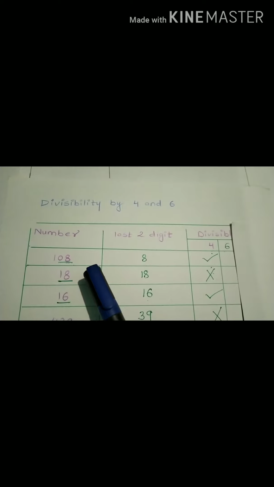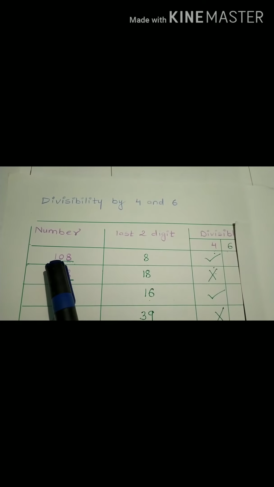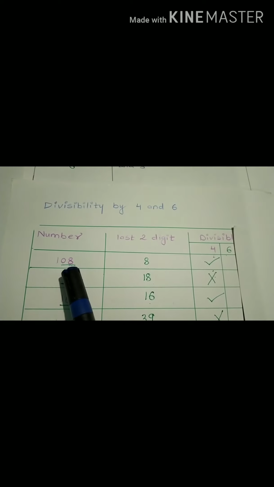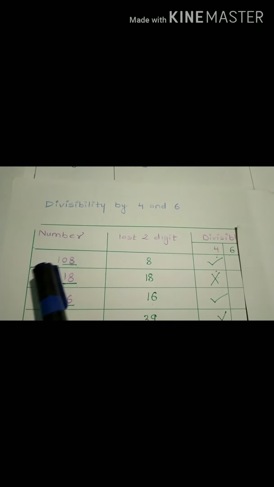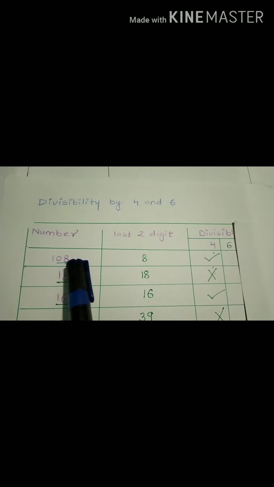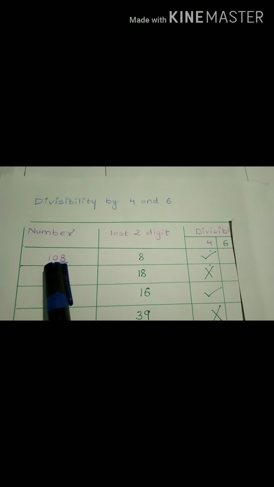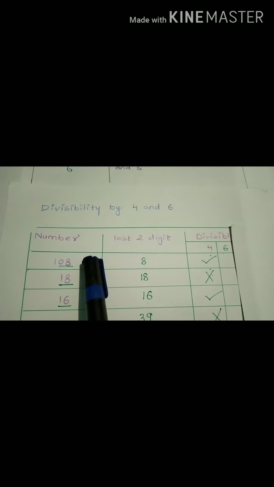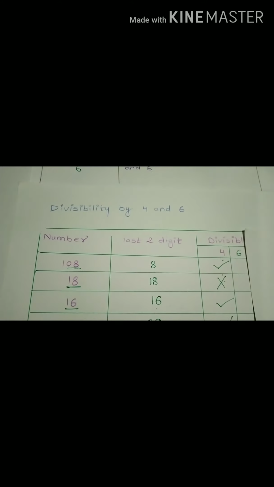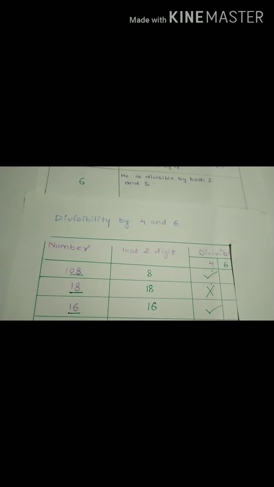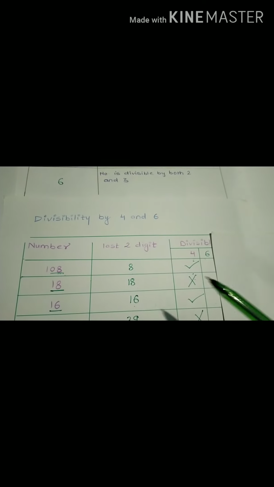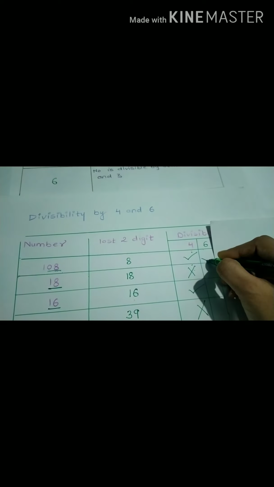Now check the divisibility by 3. How to check divisibility by 3? If the sum of the digits is divisible by 3. Sum, that means we have to add these 3 digits. 1 plus 0 plus 8. That will be 9. So 9 is also divisible by 3. So the given number 108 is divisible by 2 and 3 both. That's why it is divisible by 6 also.